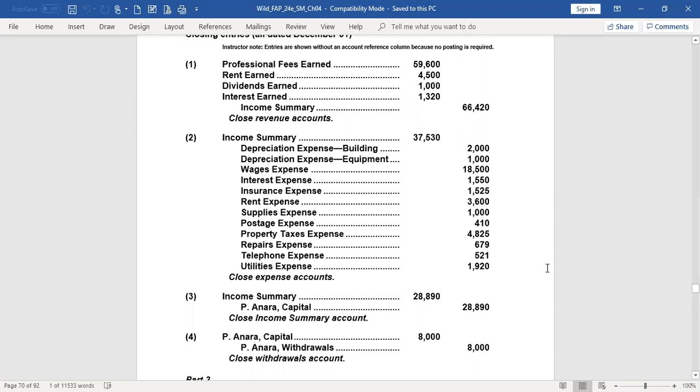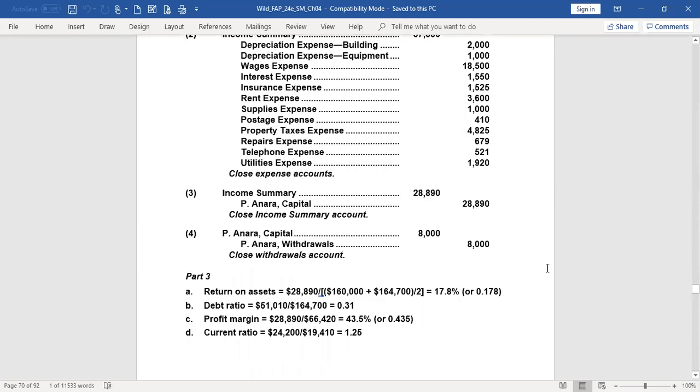Okay, part 3 you're not responsible for. It's part of the problem, but there it is if you're interested in it, or if you have any questions on computing the ratio, I'd be glad to answer them. But you're responsible for that classified balance sheet and that last part of the accounting cycle in chapter 4. Closing journal entries, posting them to the T accounts, and creating that last trial balance of our accounting cycle, the post-closing trial balance.